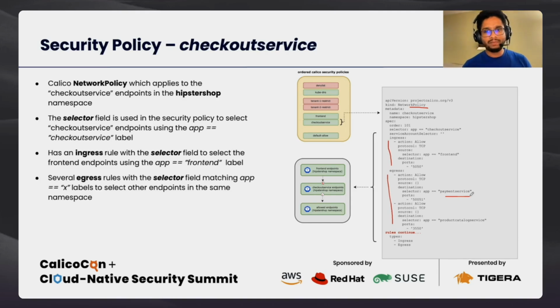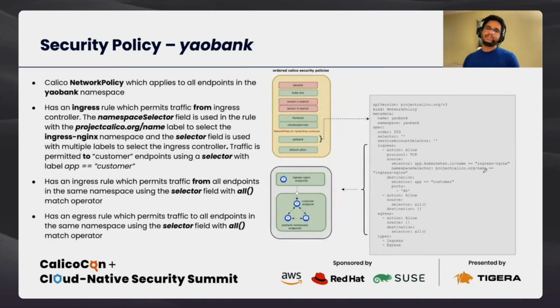Now, of course, for the checkout service, we're not permitting traffic from the ingress because it's the front end that receives traffic from the ingress. However, the checkout service will receive traffic from front end and, in the egress direction, communicate with other microservices or endpoints in the same namespace. All right, so let's move forward. I've not shown the rest of the policies for the hipster shop namespace. Those policies will continue, however, the pattern remains the same.